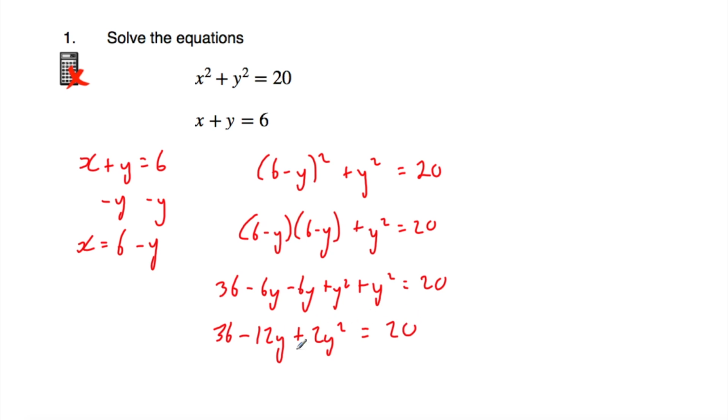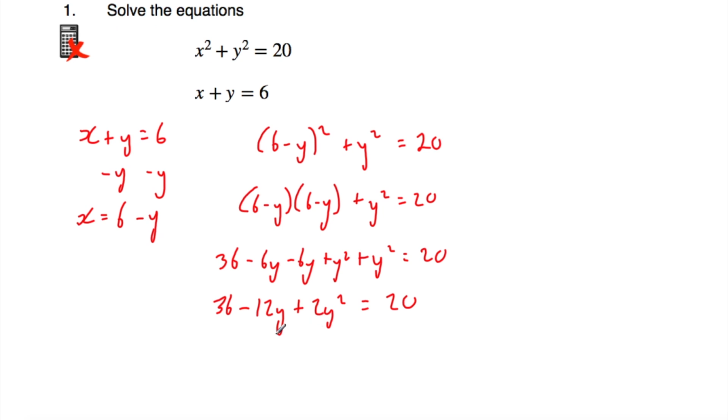Now we want to solve this. This is a quadratic. I'm just going to rearrange it slightly, so I'm going to put the 2y squared at the front. I'm then going to put the minus 12y next, and I'm going to put the positive 36 at the end, so plus 36, and that's equal to 20. Just changing the order there, putting the 2y squared at the front, keeping the minus 12y in the middle, and putting the 36 at the end, just so it looks like what I normally expect a quadratic to look like.